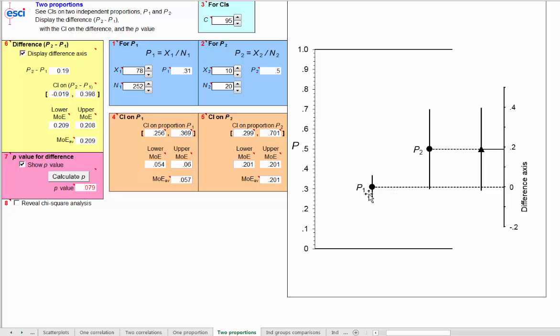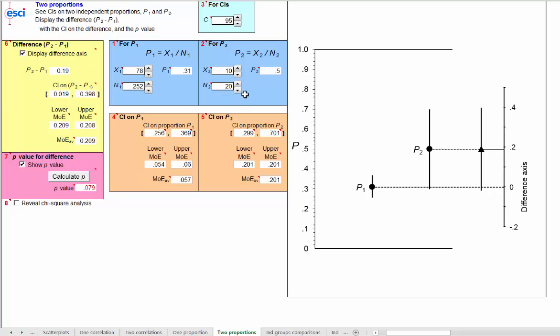Of course, the confidence interval for this group, for P1, is quite short because we have 252 participants, whereas for this group with only 20, we have a very long confidence interval, and these are independent. So as in chapter 7 with independent groups looking at means, this confidence interval on the difference is just a whisker longer than the longer of these two. It's just a whisker longer than the P2 confidence interval. And in fact, this difference we estimate to be around about 0.2, but with a very long confidence interval from about 0 to about 0.4.